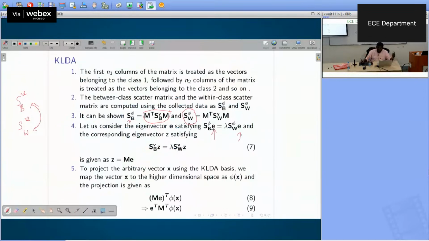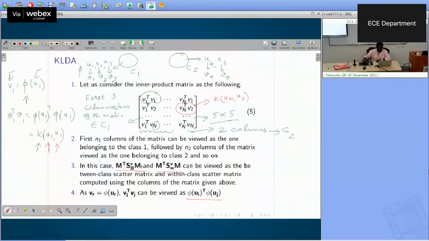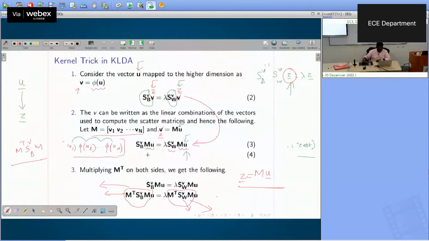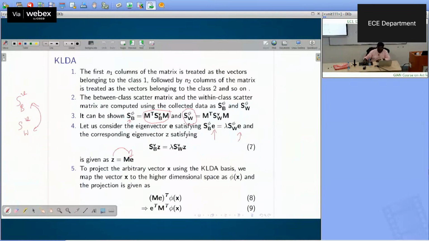E is nothing but, in the earlier case, I guess I used that U, right? Because Z is M into U. Here I used E, so that's the problem, right? So I use again the same E. You see this expression, this is the place of U. The same expression I have written here, but I used E here. So E and U are the same.